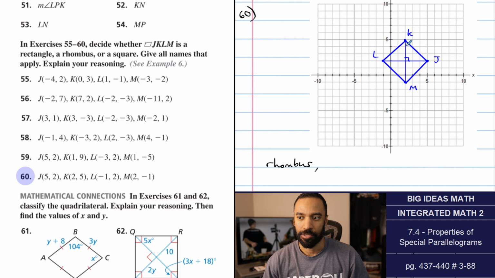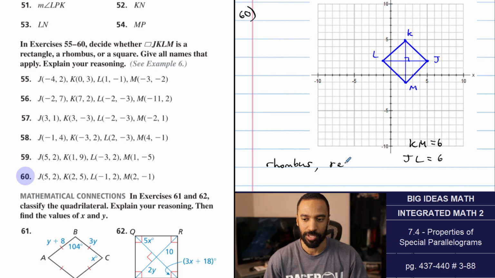However, the count is 1, 2, 3. And I don't need to count the whole diagonal. Diagonals bisect each other. So 1, 2, 3, double that is 6. 1, 2, 3, double that is 6. KM is 6. JL is 6. That is true of rectangles. Congruent diagonals.